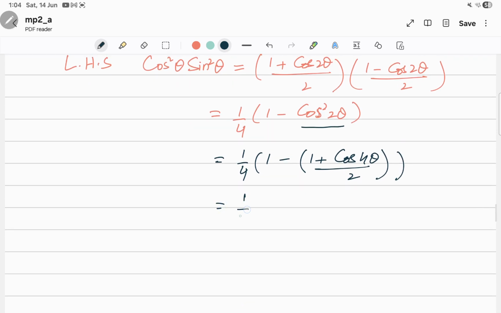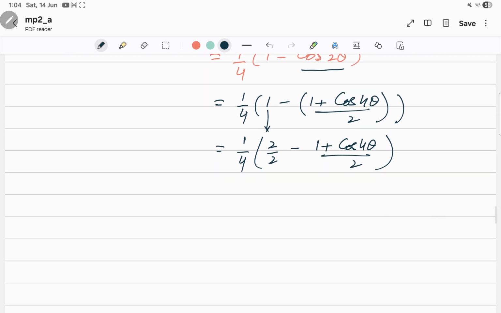So if we do the simplification inside, we can consider 1 as 2 over 2, minus 1 plus cos 4 theta over 2. I just wrote this 1 as 2 over 2, which is the same as 1, to make the same denominator. So 1 over 4 outside as it is.